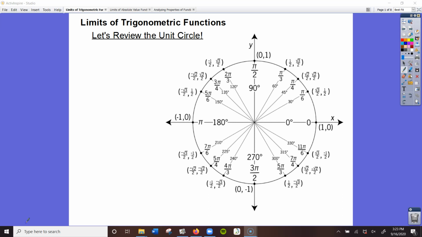Hey guys, today we're going to look at the limits of trigonometric functions. But before we can do that, we have to review the unit circle. Now the unit circle is called the unit circle because its radius is exactly 1 unit long.